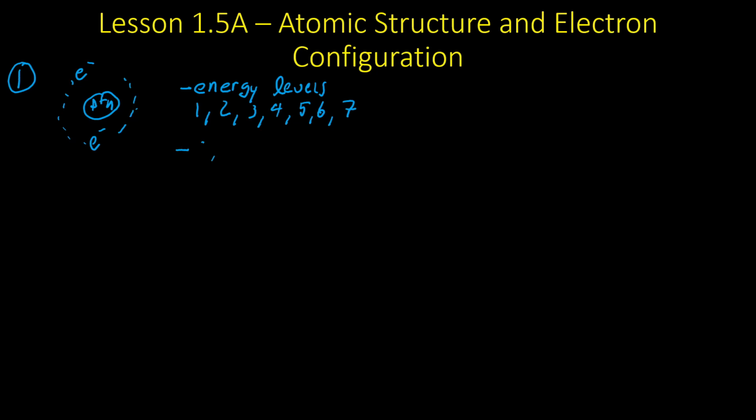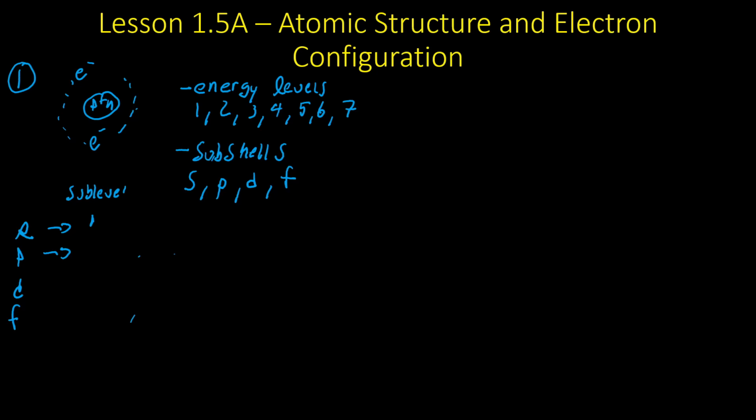Then we have subshells. A subshell goes by letters. The letters are S, P, D, and F. Subshells are organized as follows. We have S, P, D, and F. S has one sublevel. P has 3 sublevels, D has 5, and F has 7.